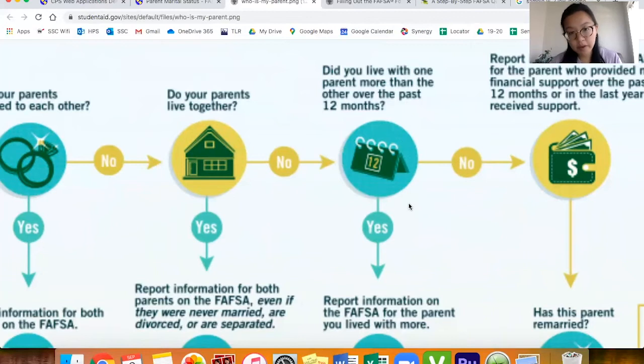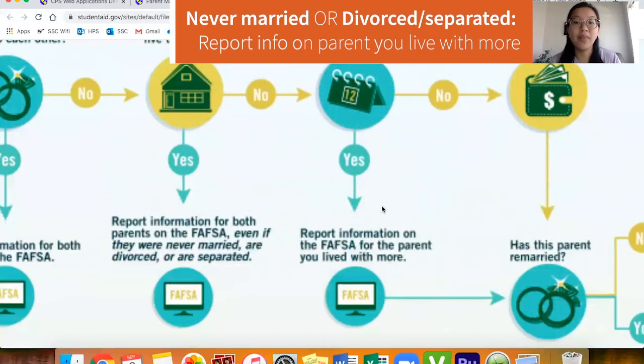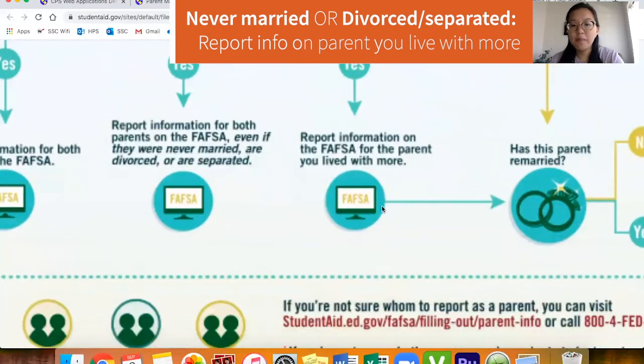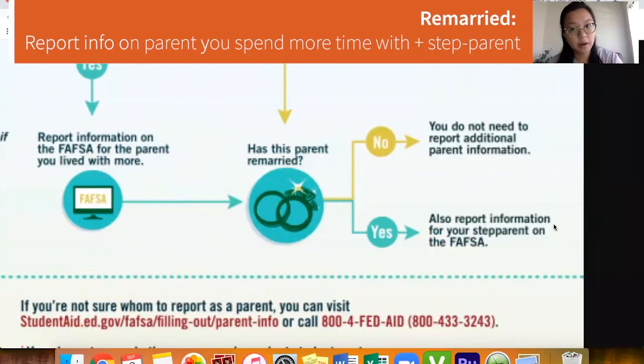If your parents are not married to each other and they do not live together, did you live with one parent more than the other over the past year? If yes, then you are going to report on that parent. If that parent has remarried, you are also going to include your step parent. If not, then you just need that one parent.